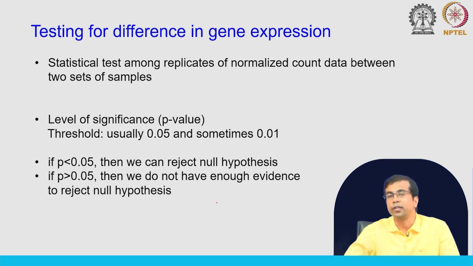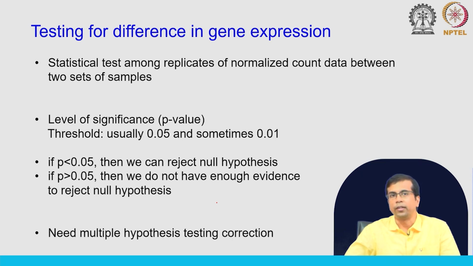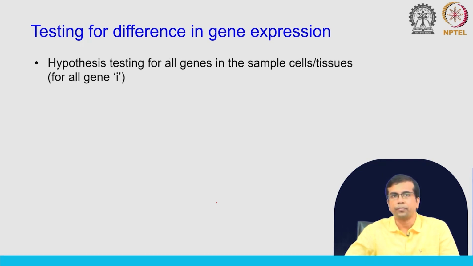So, we say the gene is differentially expressed between the two samples. So, we identify that gene i as a differentially expressed gene between the two samples. Now, one thing we will keep in mind is that since we are doing this hypothesis testing for all genes, i could be 1 to 10,000, we need something called multiple hypothesis testing correction. You will see this in some tools; it is already implemented. We will talk about multiple hypothesis testing in later classes. This is something we need to understand a bit better.